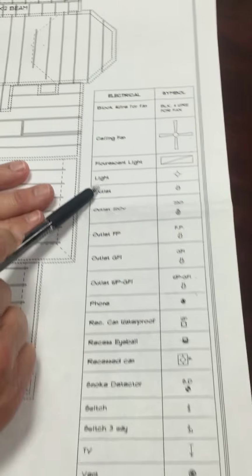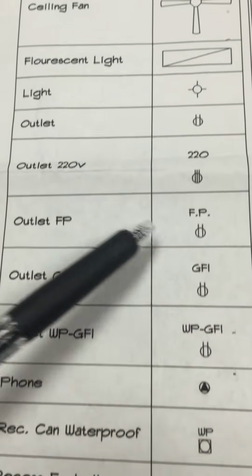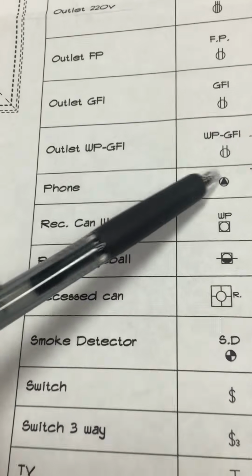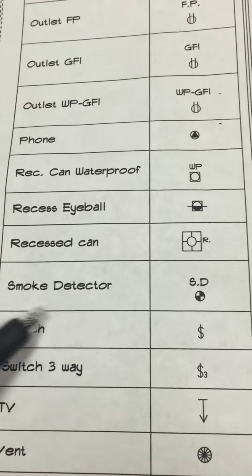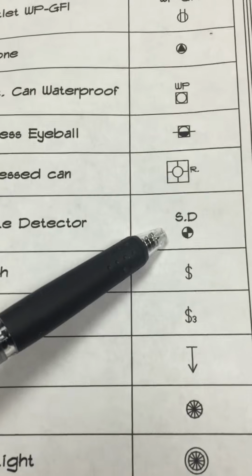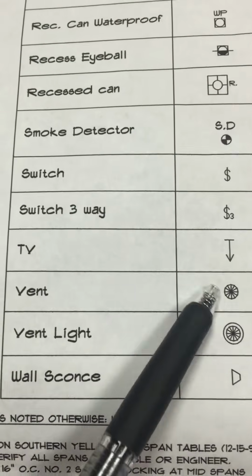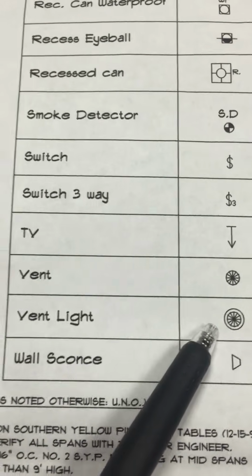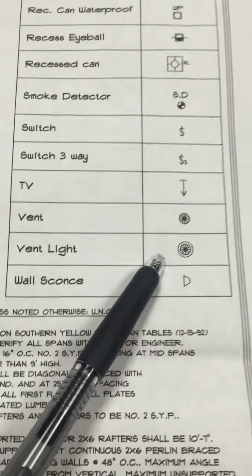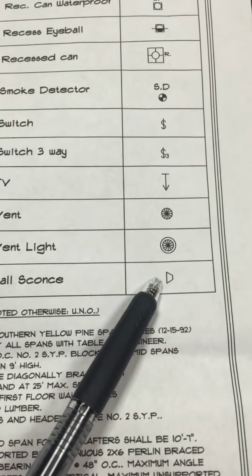There's a legend of symbols. As I said earlier, 220 is 3 lines, okay? Let's see, the GFI we talked about earlier, the phone we talked about earlier. One that we didn't talk about is a smoke detector, and it's sort of a double hashed circle. Switch we talked about, 3-way switch we talked about, TVs we talked about. That's a vent, okay? And that's a vent light. So many times in bathrooms you'll have a combination vent light, many times in the toilet area or water closet. And this is showing a wall sconce.